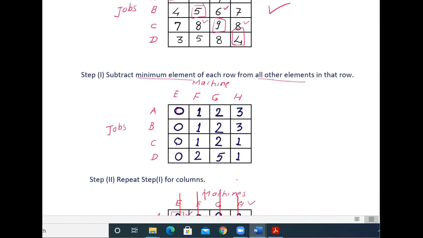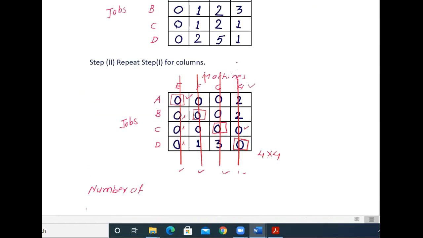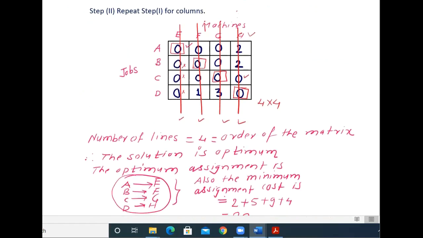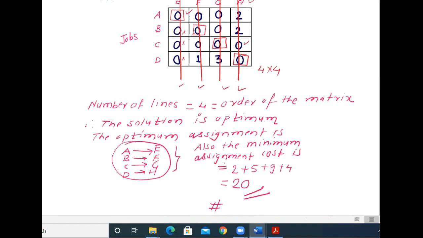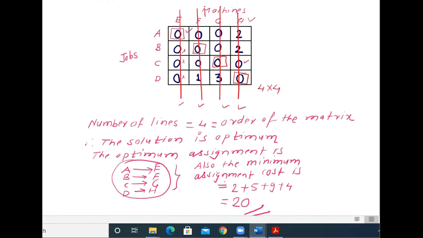So step 1, step 2 and step 3 give you this solution for the given assignment problem. All right, we will stop here and we will solve some other examples in the next video.